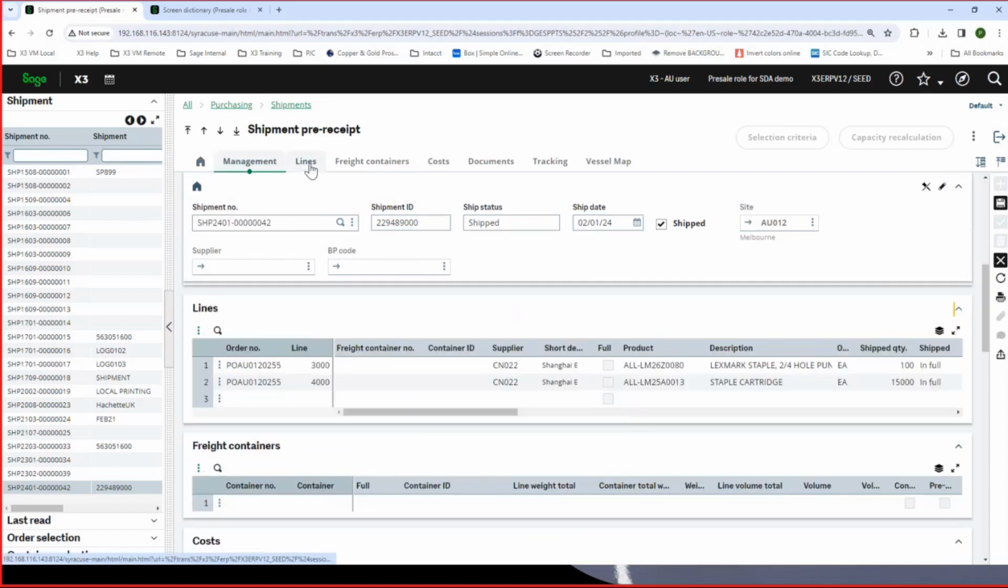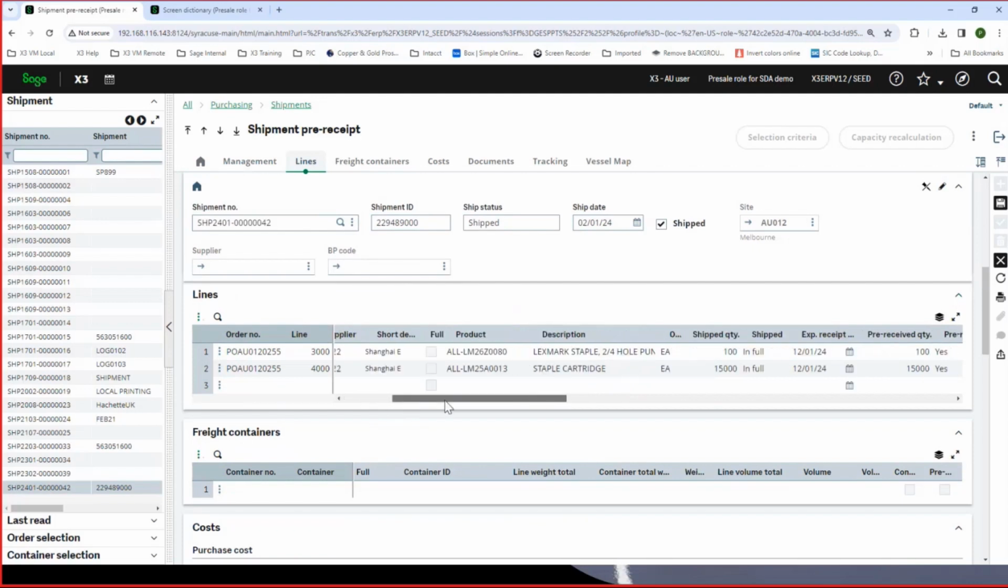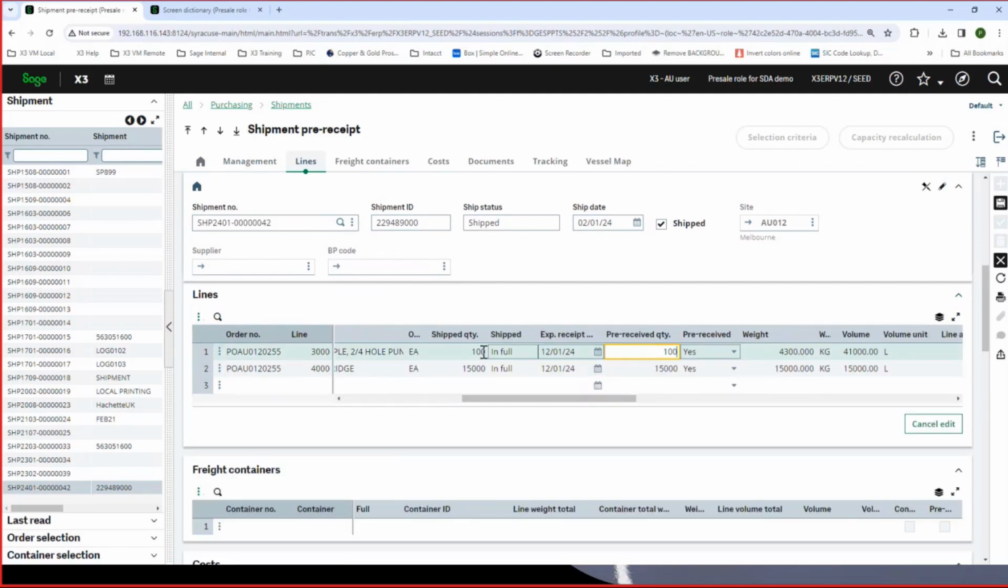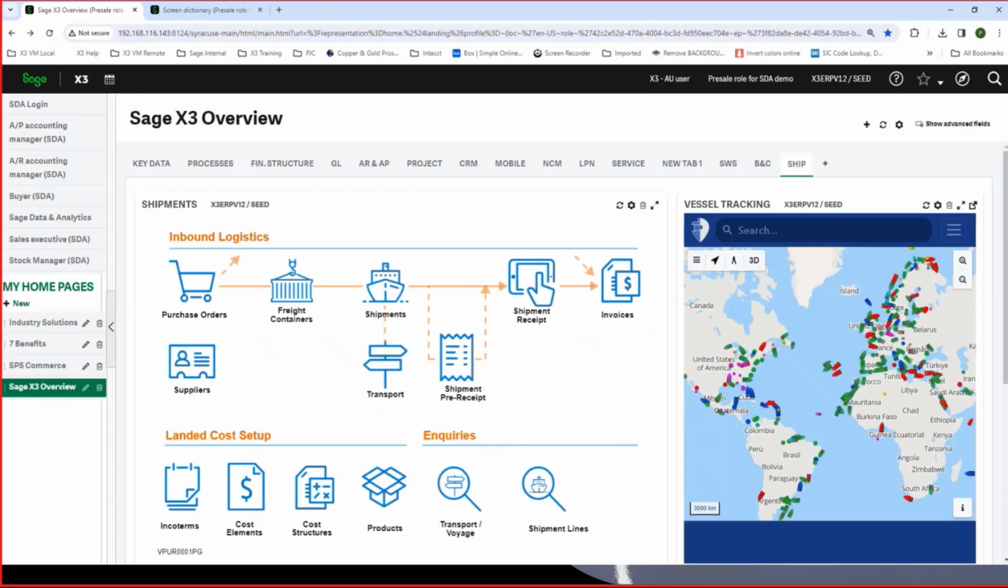So if I go to my lines here, I can see, say, shipped quantity and pre-received quantity. So I can make these changes in the expected receipt date. So that's advanced shipping information. My last step is going to be invoices.